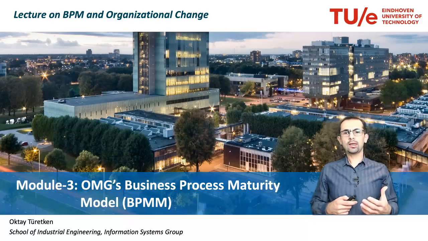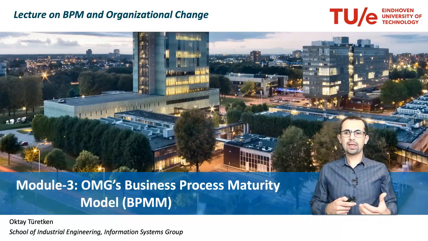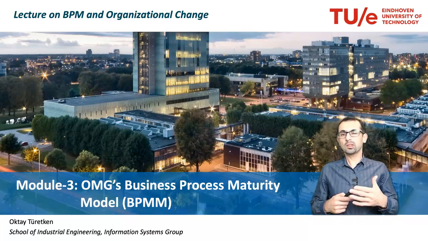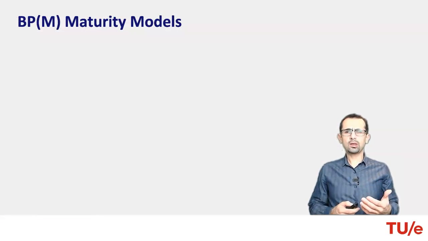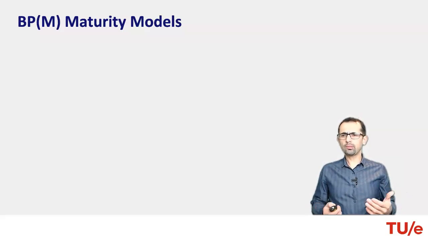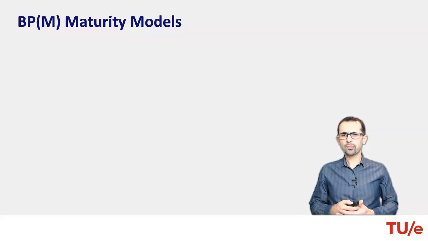Each takes a different approach in helping organizations to go from level 1 to level 5. They propose different types of structures and so on. So in this video, I'll be talking about a specific one, perhaps the most comprehensive one, OMG's business process maturity model. But before that, perhaps I should also name a few more, particularly the other two that we'll cover in the next two videos.